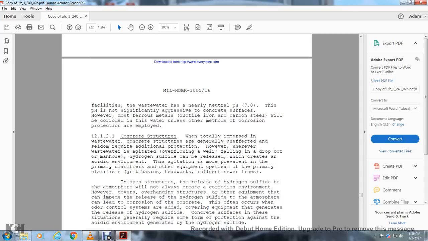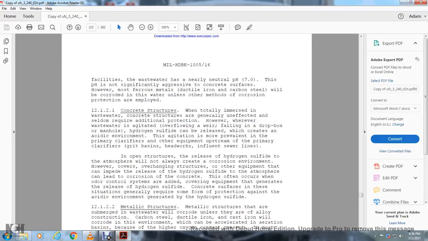12.1.2.1 Concrete structures. When totally immersed in wastewater, the concrete structure is generally unaffected and seldom needs additional protection. However, whenever the wastewater is agitated, such as overflowing a weir or falling into a drop box or manhole, hydrogen sulfide can be released, which creates an acid environment. The agitation is most prevalent in the primary clarifier. Other equipment upstream of the primary clarifiers, such as grit and headworks, and influent sewer lines, is also affected.